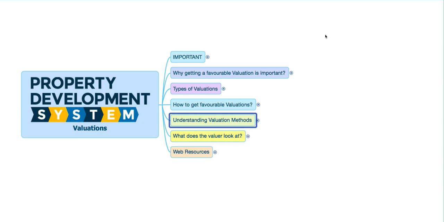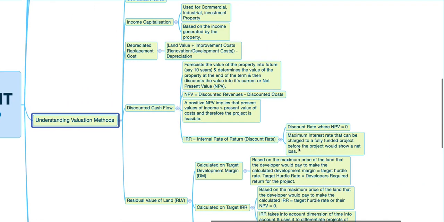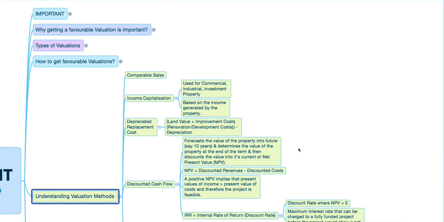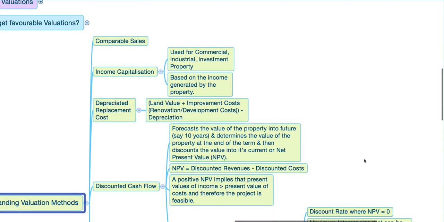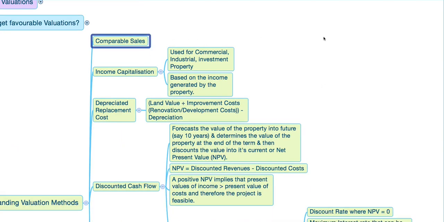Understanding valuation methods. So let's look at what are the different valuation methods that the valuers actually use to determine a value of the property. So let's look at the first one being comparable sales.